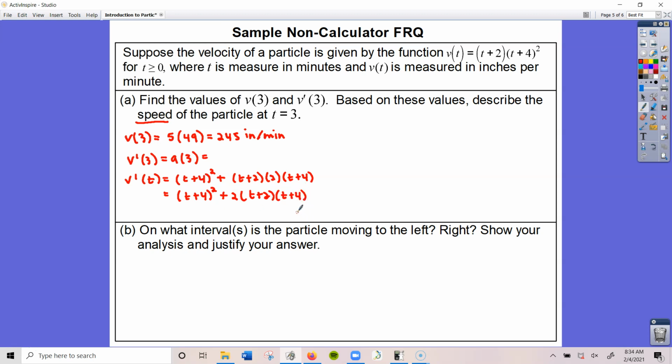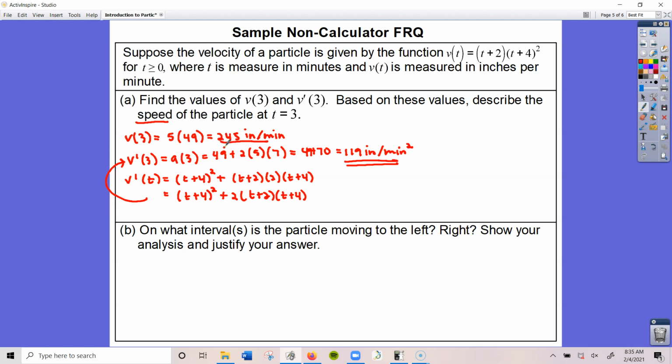So here, this is v prime of t, which is acceleration. So now I can plug in the 3. So now I'm just going to come back up here. So a of 3 is going to equal 3 plus 4 squared, which is 7 squared, so 49, plus 2 times 3 plus 2, which is 5, times 3 plus 4, which is 7. So this gives me 49 plus 70, which is 119 inches per minute squared, since this is acceleration.